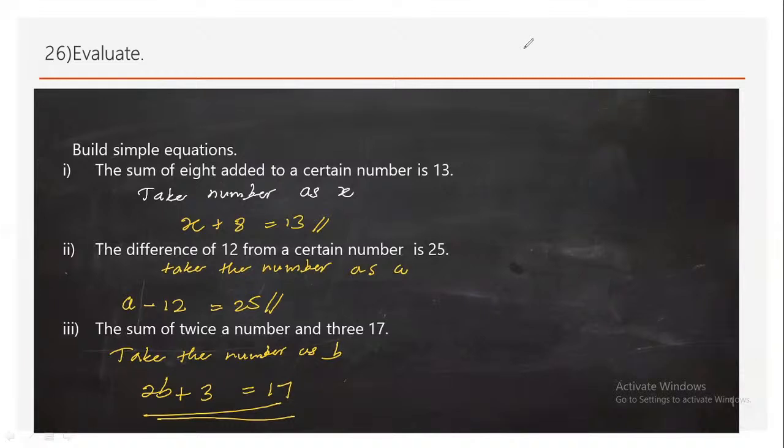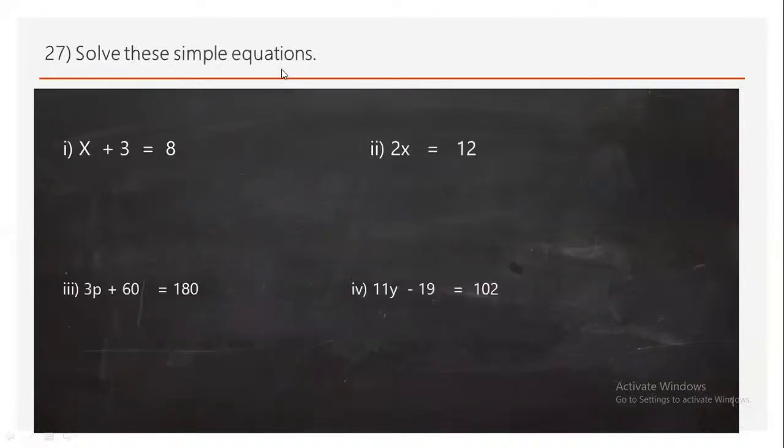Question number 27. Solve these simple equations. X plus 3 equals 8. X equals 8 minus 3. Borrow this plus 3 to the other side, it becomes minus 3. But for grade students, I teach like this. The additive inverse of plus 3 is minus 3. Then add minus 3 to this side as well. X equals 0, equals 8 minus 3, that is 5.